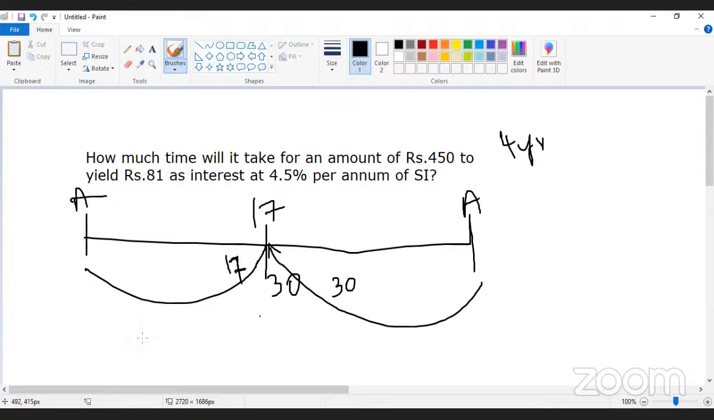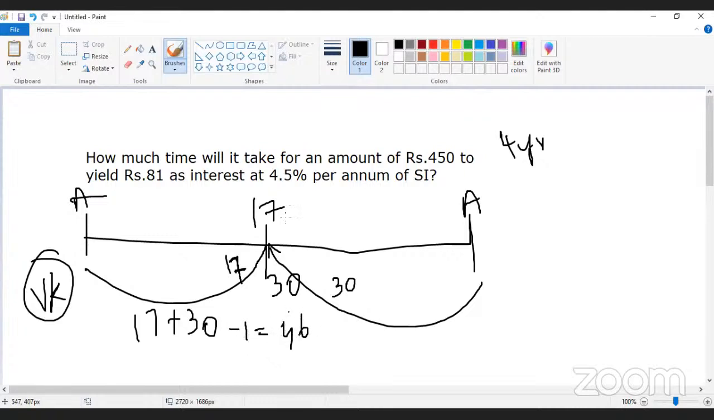Yes, good. So VK, it is 17 plus 30 minus 1. So that is 46. Why do we subtract 1? Because the same place is added 2 times. So this is A, and this itself is again A. I want only the total number. If I add it, I'll get 2 counts. So I'm missing it out. Okay, done. Any doubts?